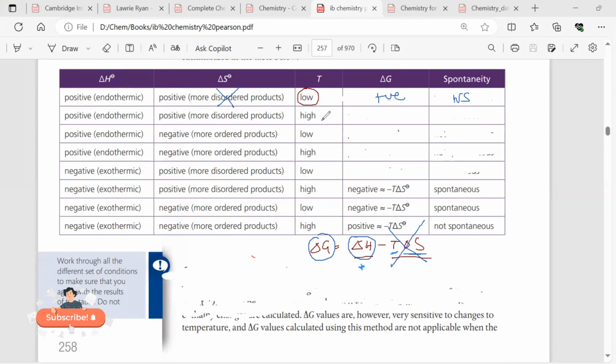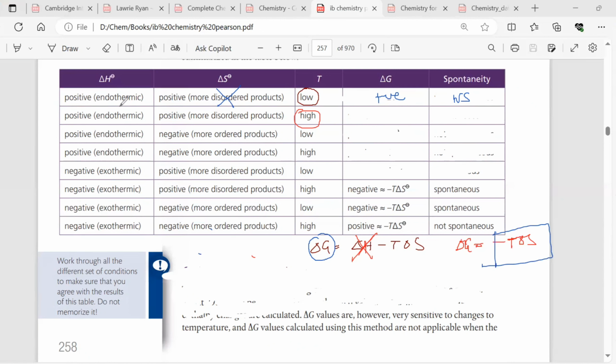Now coming to Celia. Celia, when the T is high, tell me, which part to approximate? Delta G is equal to delta H minus T delta S. Which part to approximate when T is high? So ultimately delta G is equal to minus T delta S, right? At high temperature, does it depend upon the enthalpy? No. So we cancel out this. It does not depend upon the enthalpy. What does it depend upon? It depends upon the sign of the entropy. Now, can you tell me what is the sign of the entropy over here?